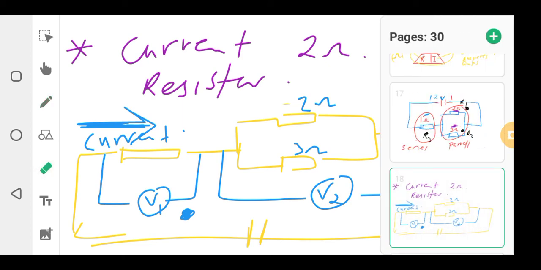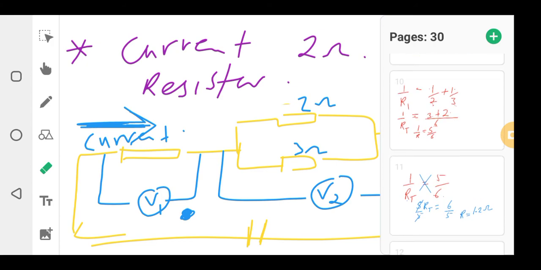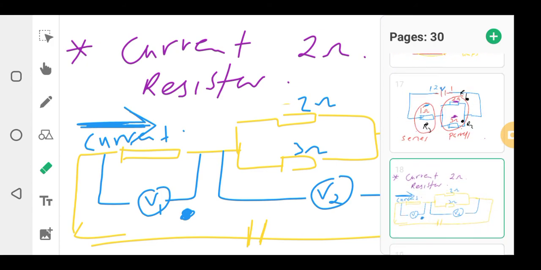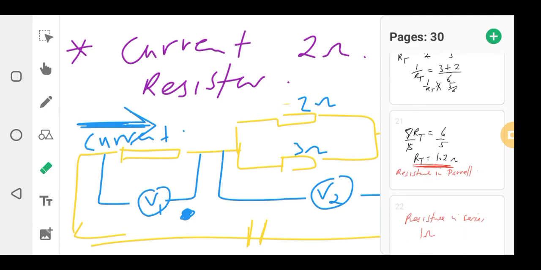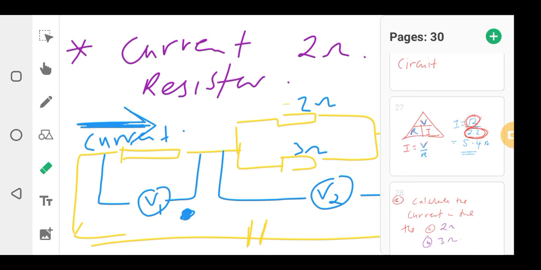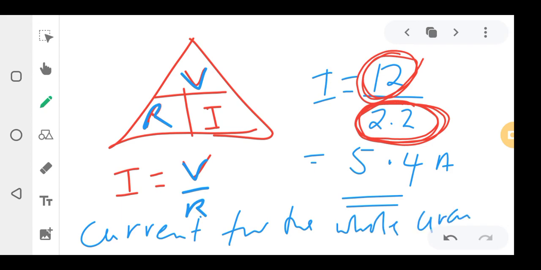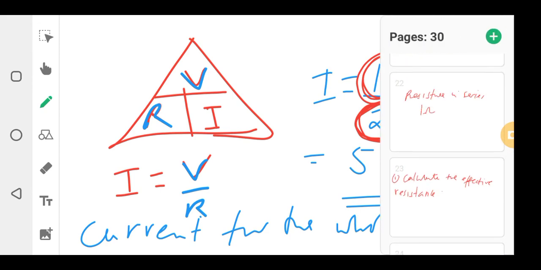Where is the current for the whole circuit? We calculated it, guys. This is the resistance for the whole circuit, but the current for the whole circuit is here. It was voltage over resistance. We calculated it. We got 5.4, so that's the one we're going to use.